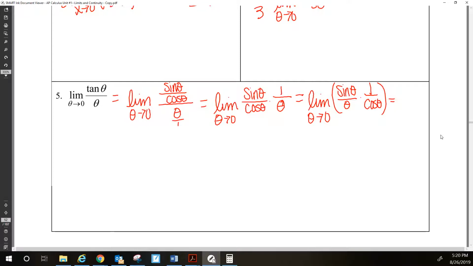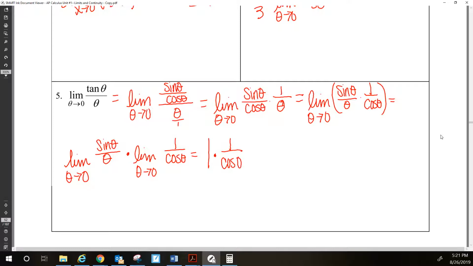Now I've got the limit of two functions, right? So I'm going to split them up using my property. So this limit as theta goes to 0 of sine theta over theta times the limit as theta goes to 0 of 1 over cosine theta. Right? And we know now this is one of our special limits. That guy's equal to 1. And I can plug in 0 here. So 1 over cosine of 0. What's cosine of 0? 1. So this is 1 times 1, which is just 1.